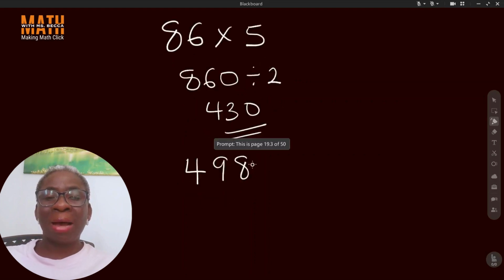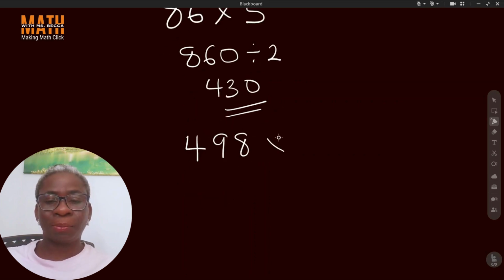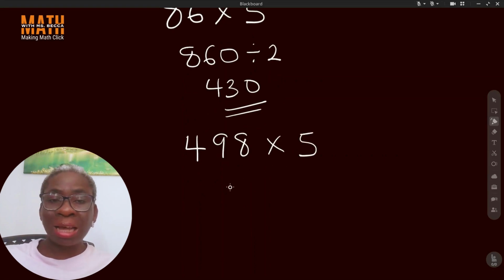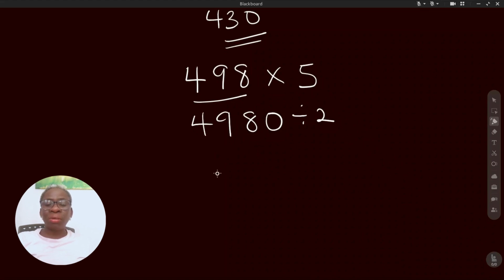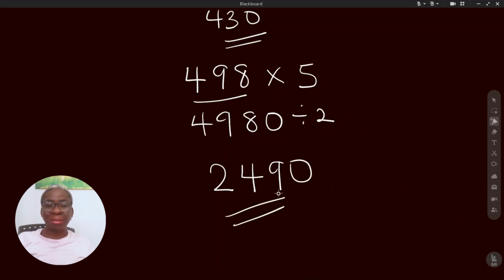498 by 5. You just add 0 to the number and that will give 4980. Then you divide it by 2, and this will give 2490. And that is it.